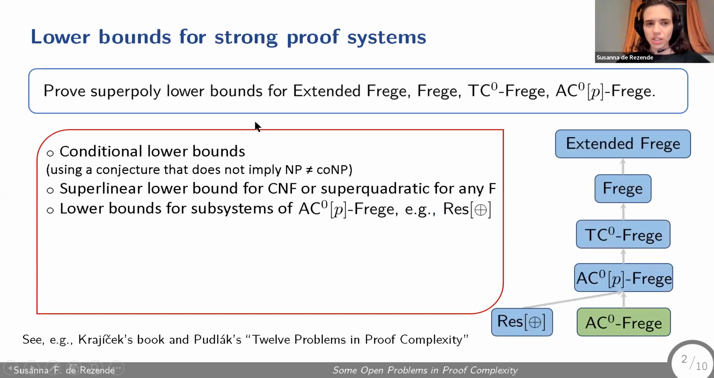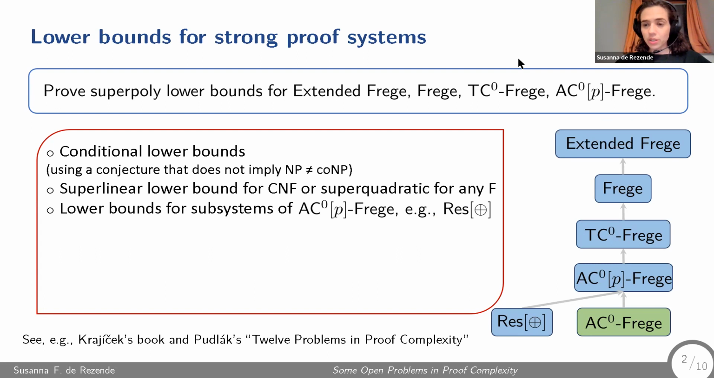So an important question is, can we prove super polynomial lower bounds for these? And there are some easier questions that we can address. For example, can we prove conditional lower bounds using a conjecture that doesn't make the problem trivial, so that doesn't imply NP is not equal to coNP? Or even, can we prove superlinear lower bounds for CNF formulas? So even this we cannot prove for these strong proof systems, or super quadratic for any formula.